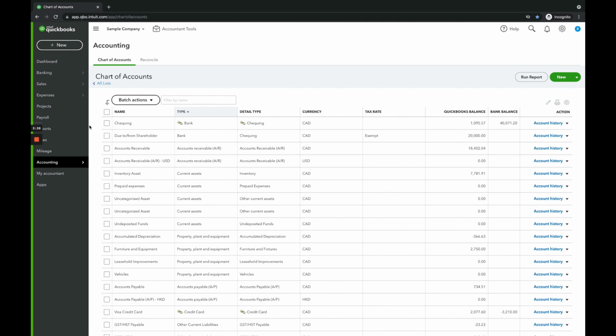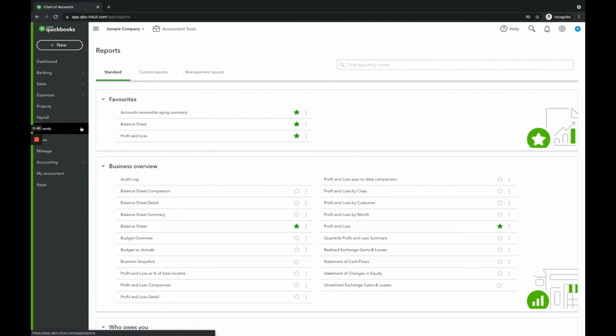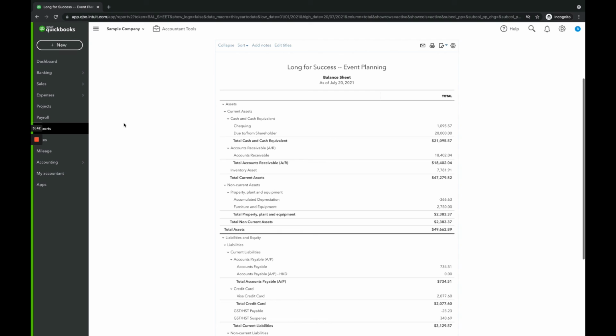So if you go to reports and go to the balance sheet, you will see here now that there's only $1,000 in the checking account and there's $20,000 in the due to / from shareholder account. And you can see that this is a positive number. When this is a positive number, it means it's in debit because this is a quote unquote bank account that is positive, which means that you owe the business money.